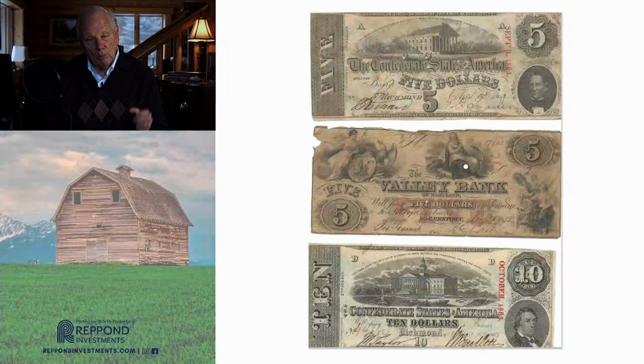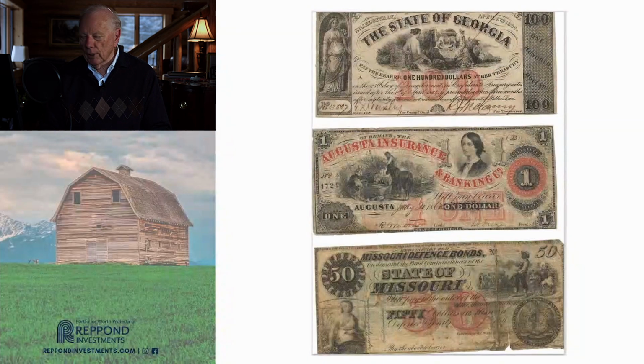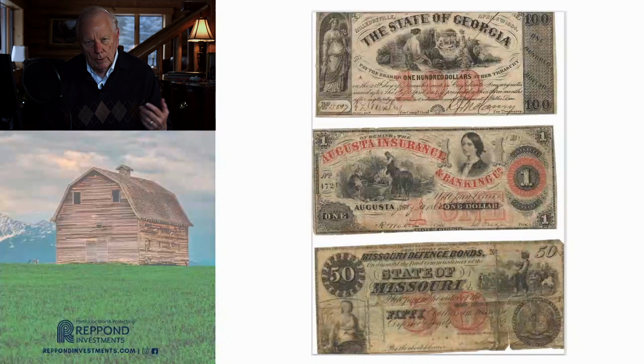And then I have some more. They were issued by the Confederate States of America, which was based in Richmond, and banks and cities and states all issued currency to finance their debt. And here's some other examples issued by states, and one is by a banking company, so I have a collection, and in some cases it's cities, states, and banks.